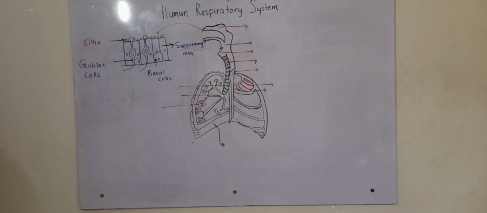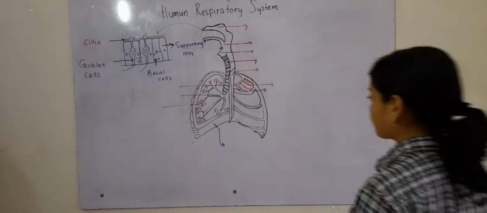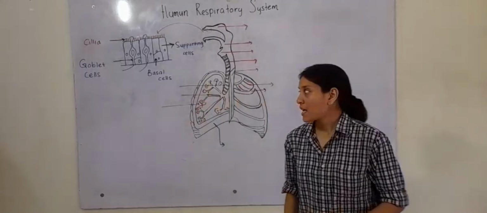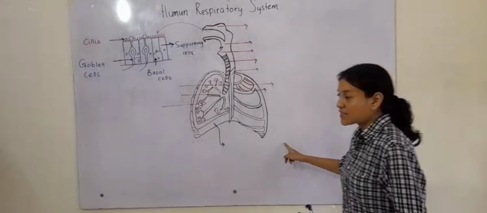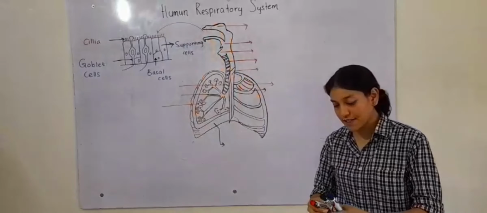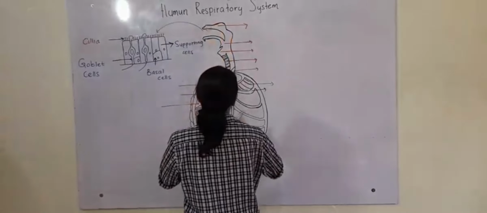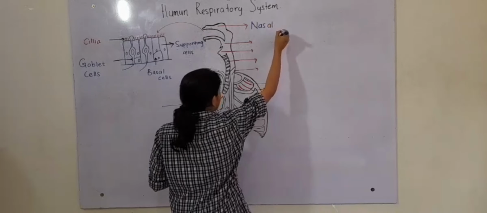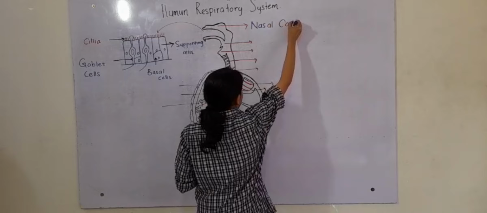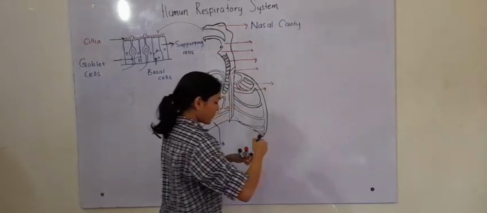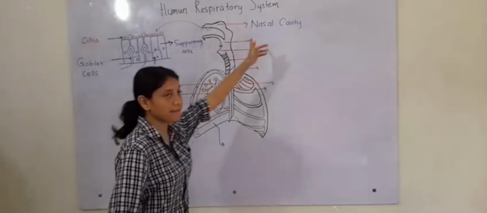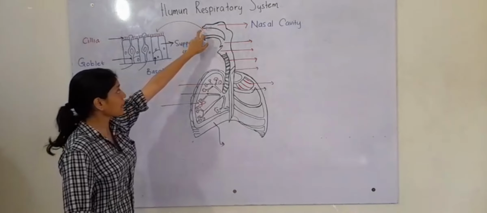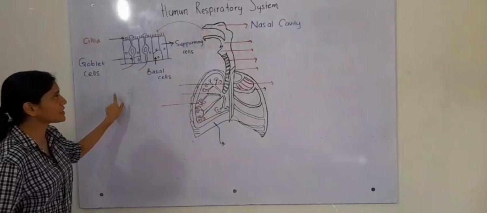Now let's move into your respiratory system. I have drawn a rough sketch of your respiratory system. Your respiratory system is going to start from the nasal cavity. So the lining of the nasal cavity, I have enlarged the lining of your nasal cavity. This is that diagram.